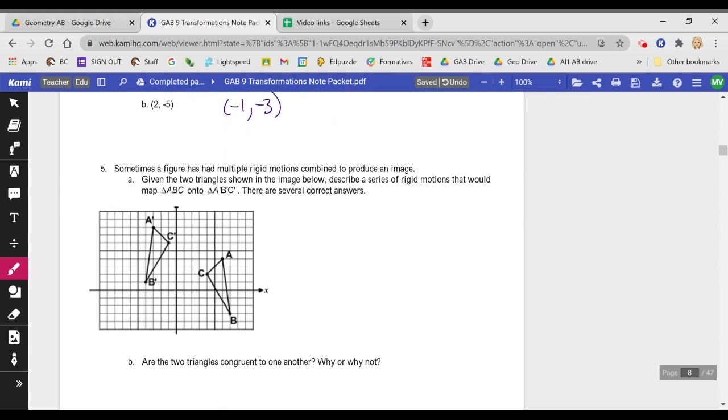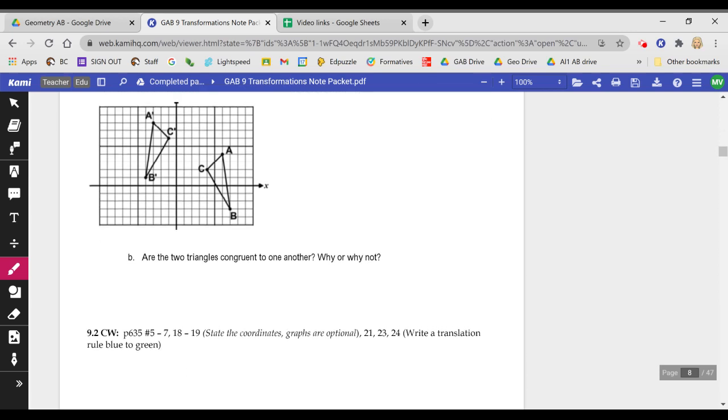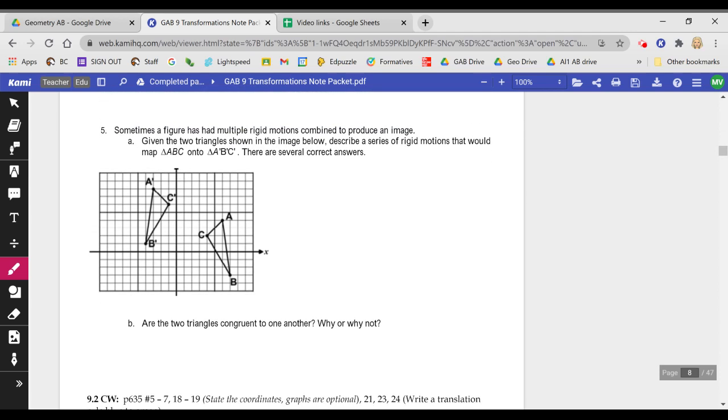Number 5. Sometimes a figure has had multiple rigid motions combined to produce an image. Given the two triangles shown in the image below, describe the series of rigid motions that would map ABC onto A prime, B prime, C prime. There are several correct answers. So we will actually discuss this one in class tomorrow. If you have any questions, please ask me in class.